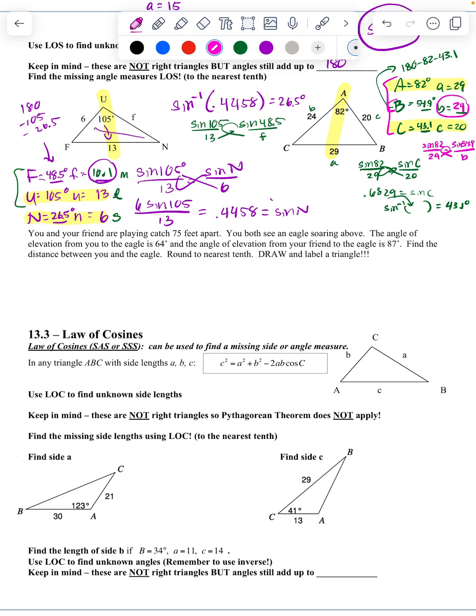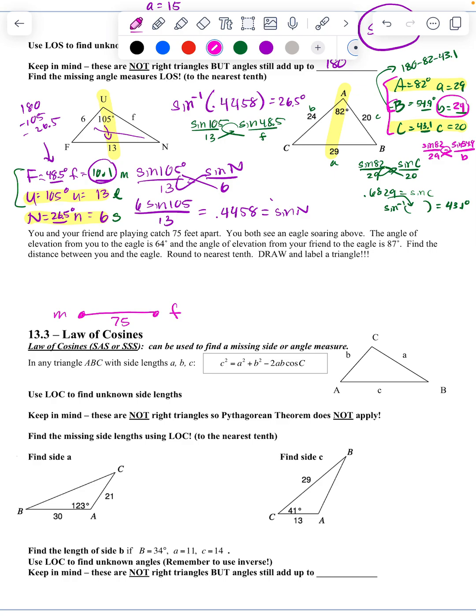Okay, so here's a word problem, and I already know I'm going to have to use law of sines, so I already know it's going to be a triangle, and I already know it's not going to be a right triangle, or I would be using trig. So you and your friend are playing catch 75 feet apart. So here's me, here's my friend, here's 75 feet apart. You both see an eagle soaring above.